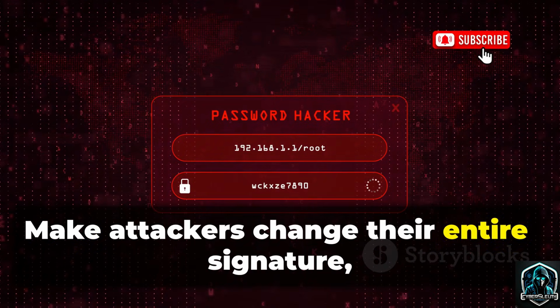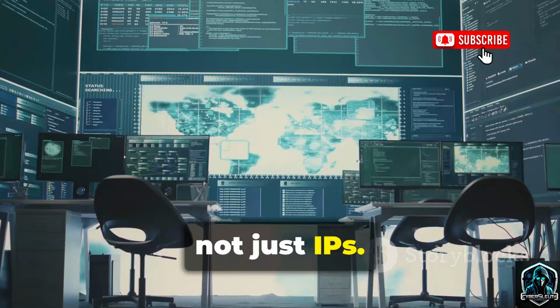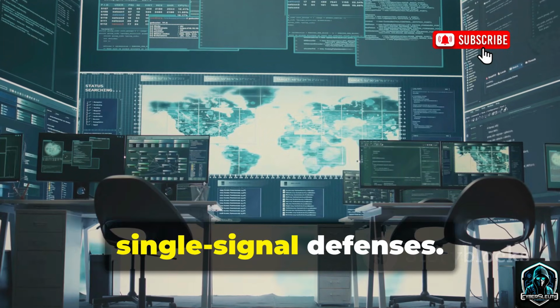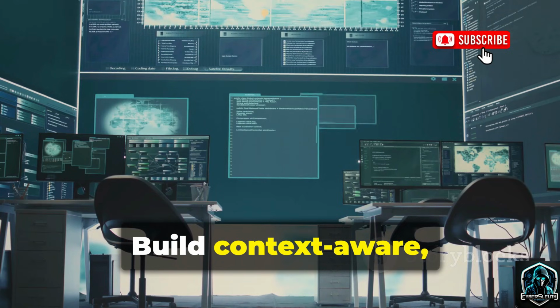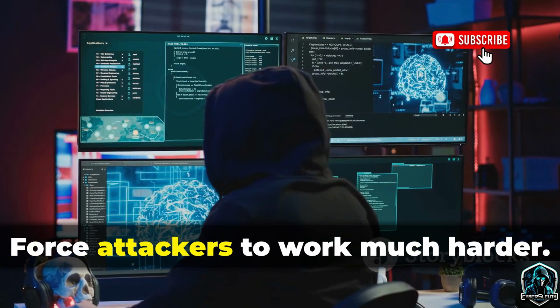Make attackers change their entire signature, not just IPs. Anonymized attacks expose the limits of single-signal defenses. Build context-aware, multi-layered protection. Force attackers to work much harder.